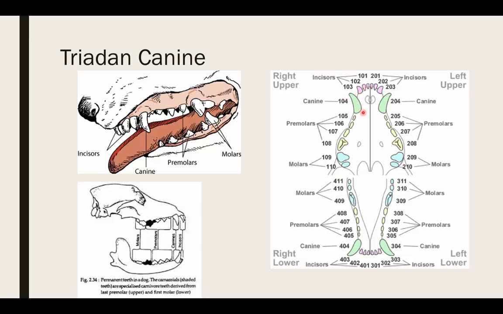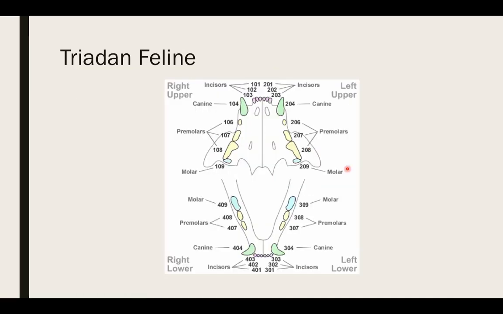The upper right canine would be at 104 because of the 04 rule again. Premolars starting at 105, 106, 107, 108, and with the 09 rule, we're going to be starting at molars at 109 and 110. So for the feline Triadan system, it's the same concept of numbering for each quadrant.